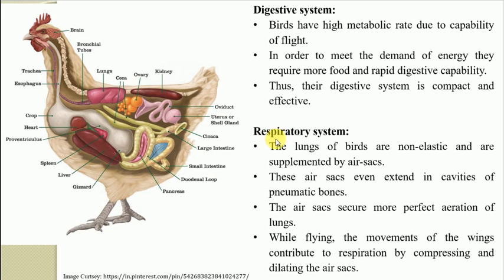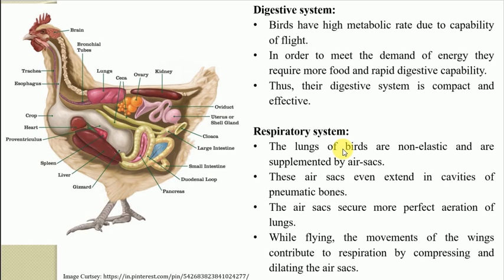Then the other adaptation is found with the respiratory system. The lungs of the birds are non-elastic and they are supplemented by air sacs that grow and occupy the available space between the internal organs. These air sacs even extend into the cavities of the pneumatic bones. So this respiratory system is very unique among the birds.